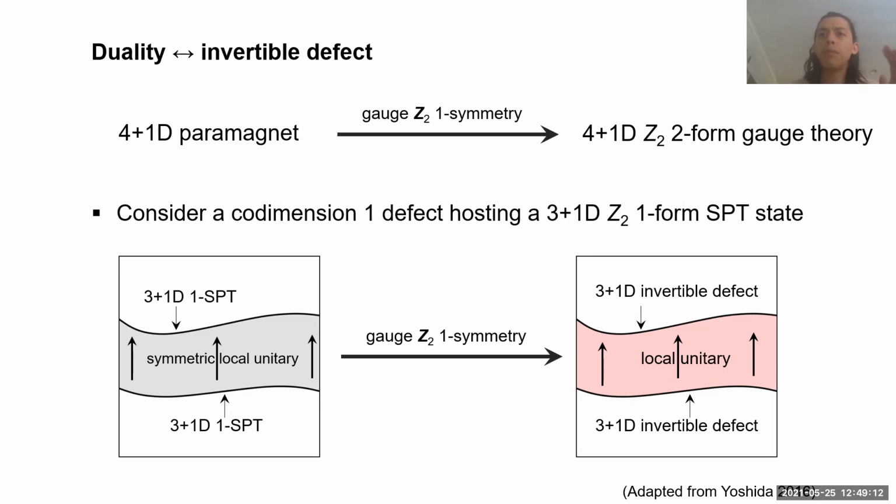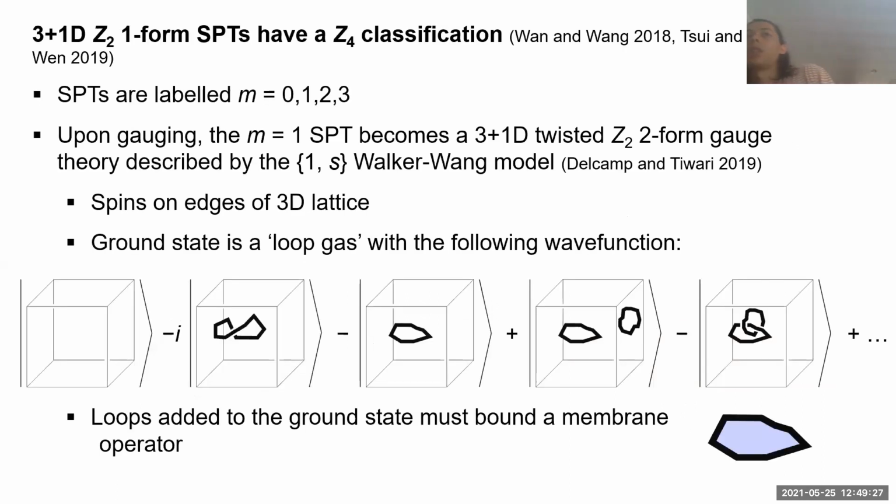Okay, so to understand this defect, we have to take a step back and look at pure 3+1d Z2 one-form SPTs. It's known that in 3D, Z2 one-form SPTs have a Z4 classification. So we can label these one-form SPTs as M equals 0, 1, 2, or 3 SPT states. And the SPT that is relevant to this story is essentially the M equals 1 SPT.